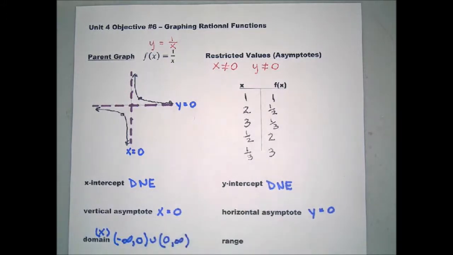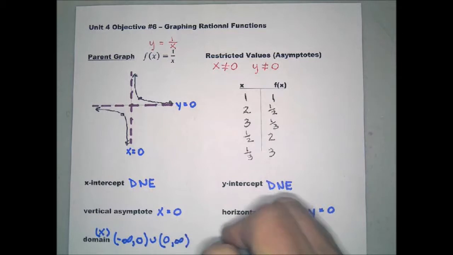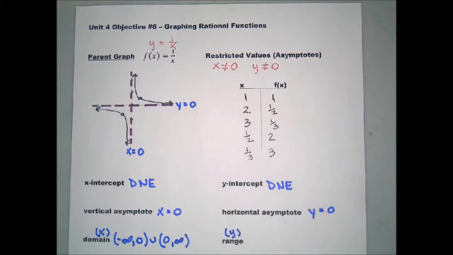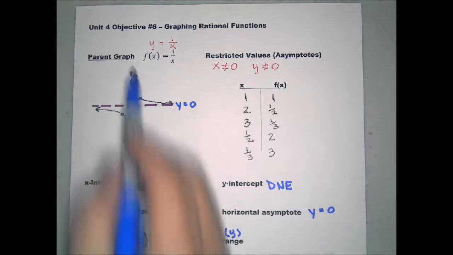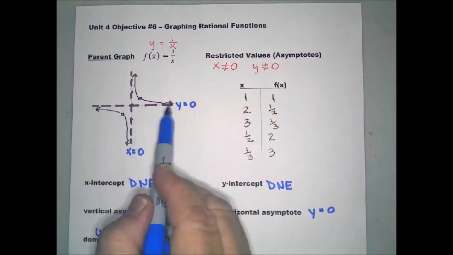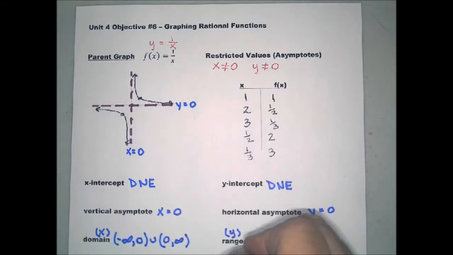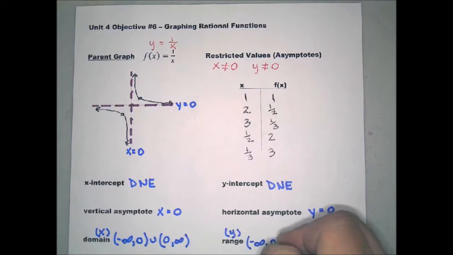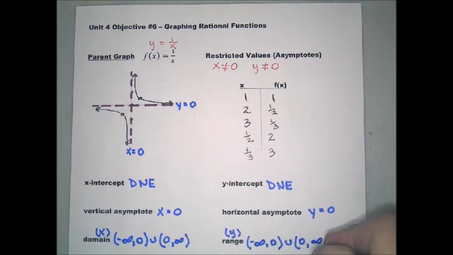Now the range does the exact same thing, only think low to high. If the graph were continuous, it would go all the way from the bottom to the top, negative infinity to positive infinity, but it can't touch that line right there. So we have to do it in two parts. Negative infinity to 0, and then it jumps, and then it picks up again on the other side of 0, and goes to positive infinity.